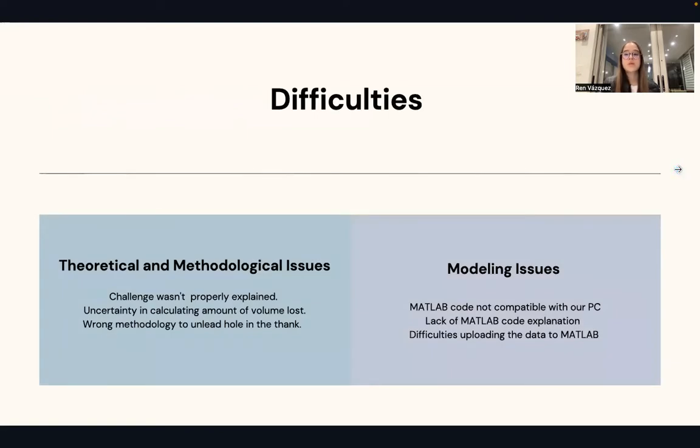Some of the difficulties we had during the elaboration of this challenge, in the theoretical and methodological issues, are that the challenge wasn't properly explained. We have uncertainty in the calculation of the amount of volume lost, and we have the wrong methodology to unload the hole in the tank. In the modeling issues, the MATLAB code was not compatible with our PC. We have a lack of MATLAB code explanation and difficulties loading the data to MATLAB.